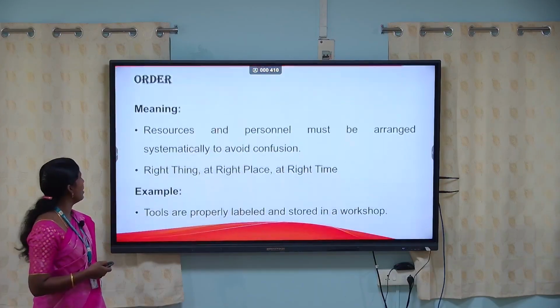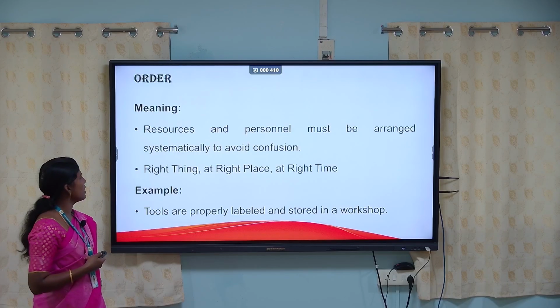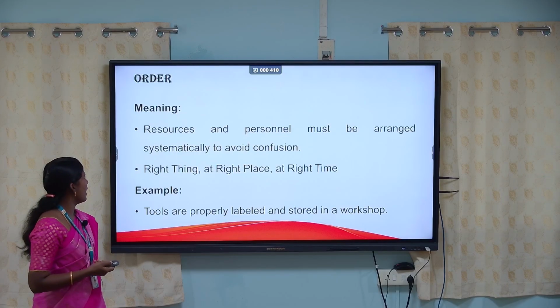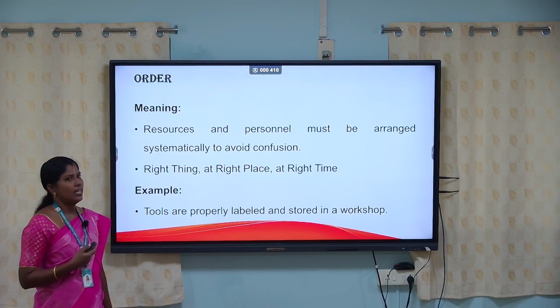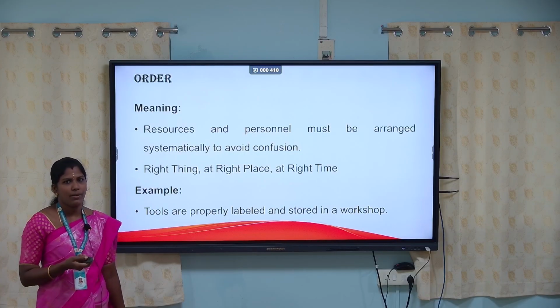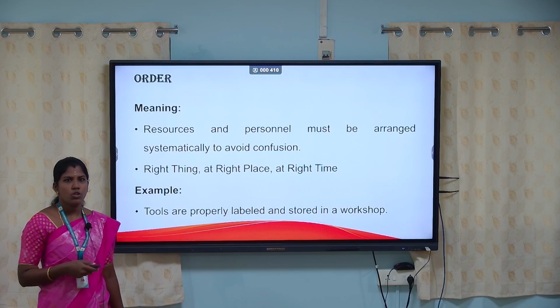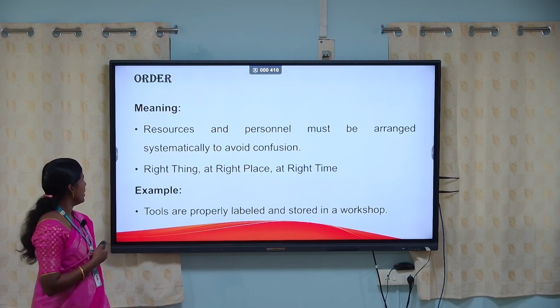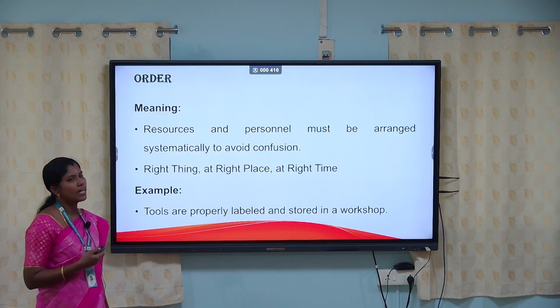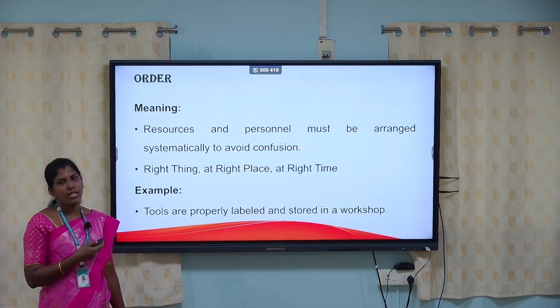The next slide is order. Meaning of order: resources and personnel must be arranged systematically to avoid confusion. In this case, every resource will be ordered in that systematic way, even the production form of resources or the social form of resources. The right things at the right time at the right place. This is an important quote given about order in management.